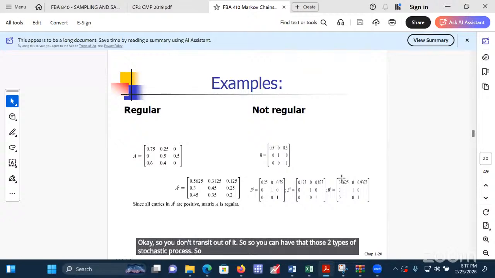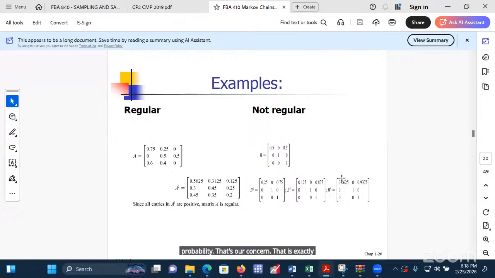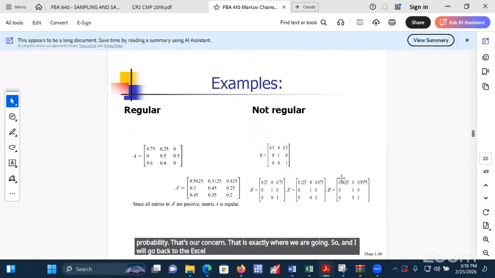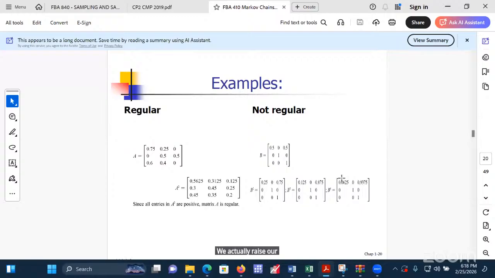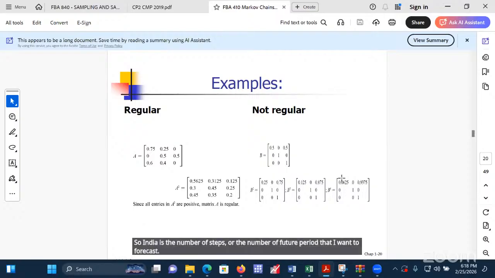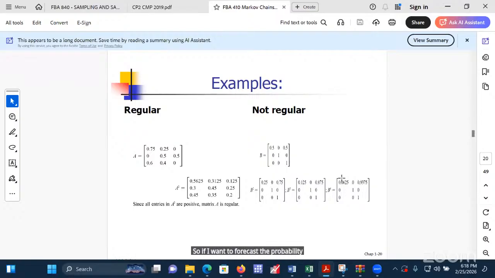So how do you now use the probability? That's our concern. That is exactly where we are going. So now we'll go back to the Excel and apply it. How do we make use of the probability? We actually raise our P to the power of n to compute our probability. So n there is the number of steps or the number of future periods that I want to forecast. So if I want to forecast the probability that a customer that is currently enjoying 20% will remain at 20% in the next 2 years, I will raise my P to the power of 2.